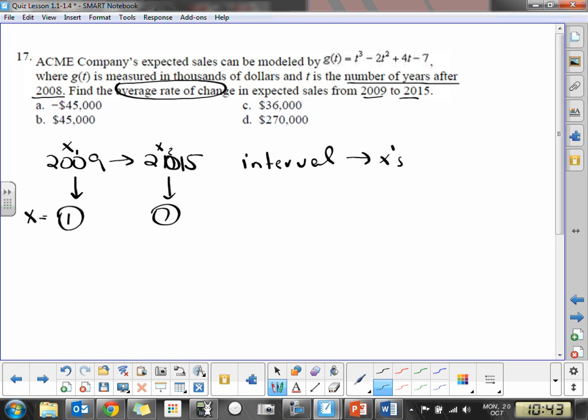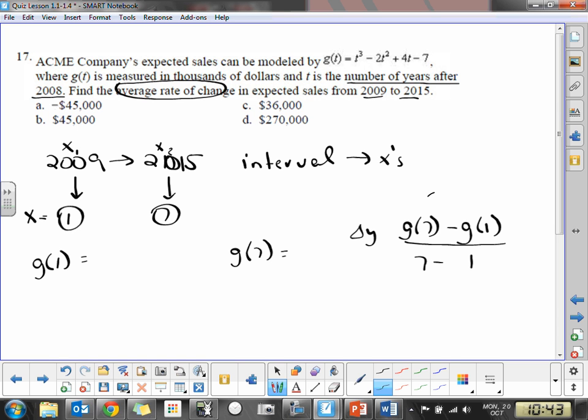So what we're going to do is calculate G at 1 and get an output. We also want to calculate G at 7 and get an output. And once we get those, we're going to find the change in our y values, which really is G at 7 minus G at 1, just using function notation, over 7 minus 1. G at 7 is going to give me my y2, G at 1 is going to give me y1, and we find the change in those over x2 minus x1.